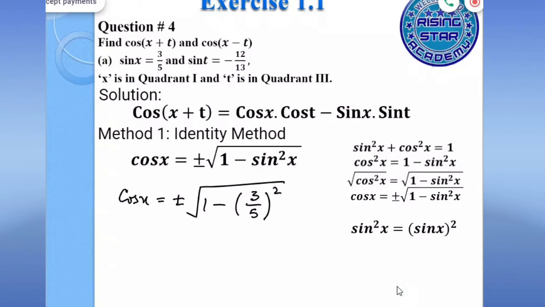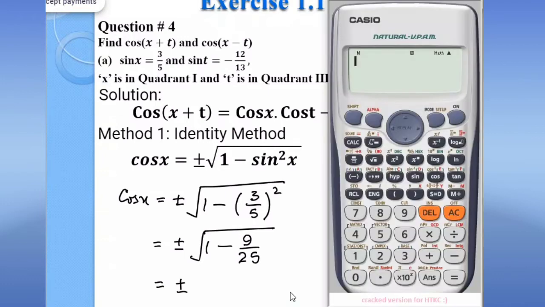So according to this, I will take this square, so it's plus minus square root of 1 minus (3 squared over 5 squared). 3 squared would be 9, 5 squared would be 25. I would use the calculator to simplify and get the answer. So here we will write the square root of 1 minus 9 over 25. The answer would be 4 over 5.